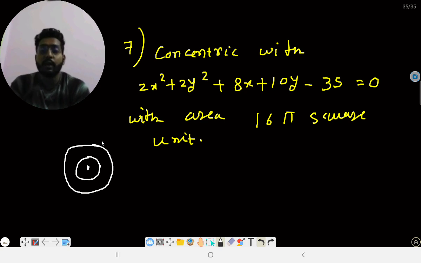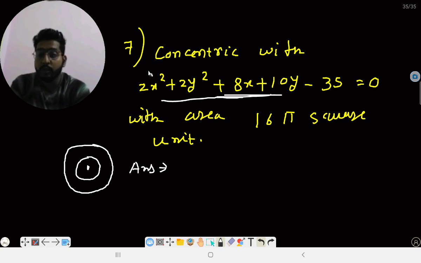Okay, so that means we have to find an equation of a circle whose center will be equal to this circle, because it is given it is concentric. That means the center of that circle and this circle will be equal. So first of all you have to find the center of this circle. Now how to find the center of this circle?